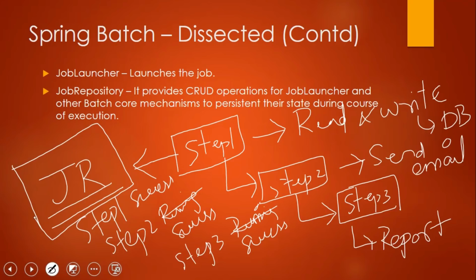You know what a step is in a batch job? A step is nothing but a piece of code which is going to perform an individual task. And when the job is running, each step's information will be updated to job repository. Not only step information, it will also update other information which we are going to see in the coming slides.